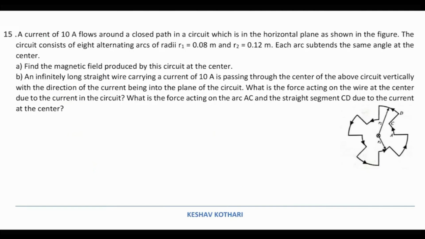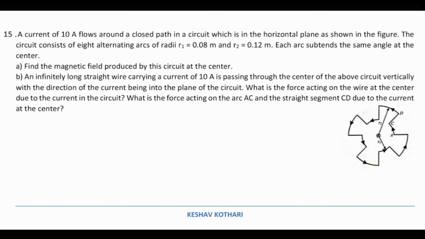A current of 10 ampere flows around a closed path in a circuit which is in the horizontal plane as shown in the figure. The circuit consists of 8 alternating arcs of radius 0.08 meter and 0.12 meter. Each arc subtends the same angle at the center. Find the magnetic field produced by this circuit at the center.